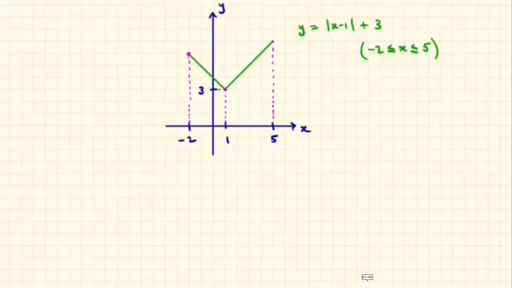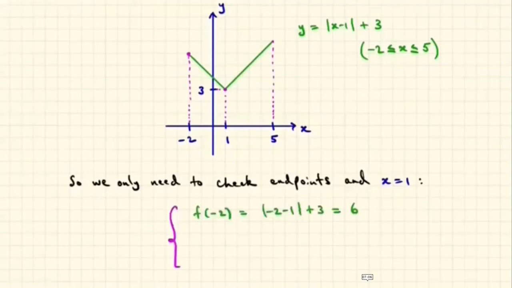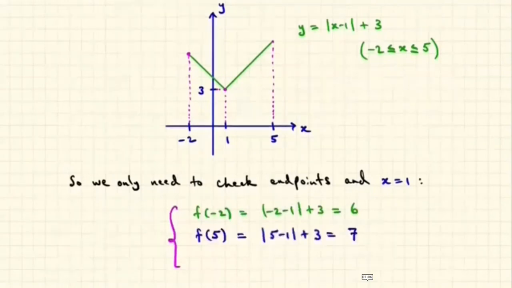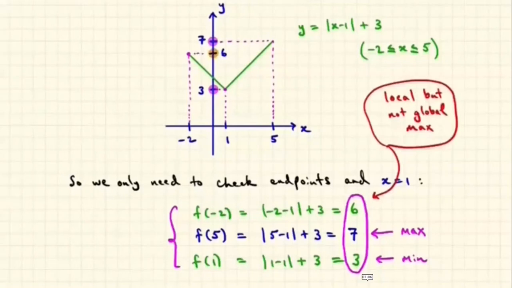The method tells us we only need to check the endpoints and x equals 1, since the derivative is never 0 and is undefined at x equals 1. So we check f of -2, which equals 6, f of 5, which evaluates to 7, and f of 1, which evaluates to 3, of which 7 is the largest and 3 is the smallest. This corresponds on the graph to the global maximum and global minimum of the function, respectively. Note that the value 6, which occurs at the left-hand endpoint of the domain, is a local but not global maximum.